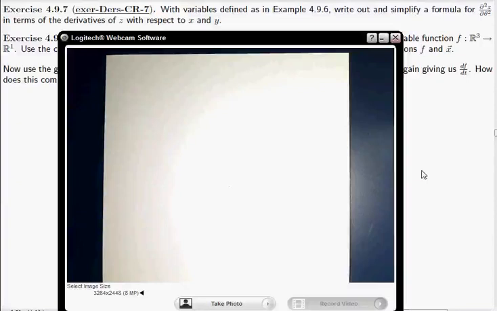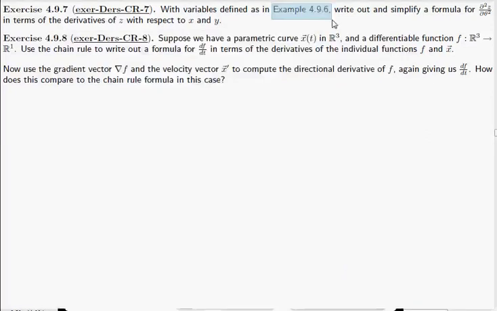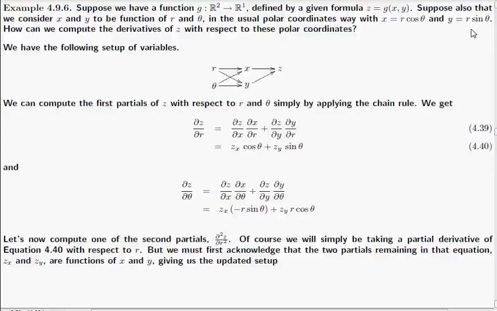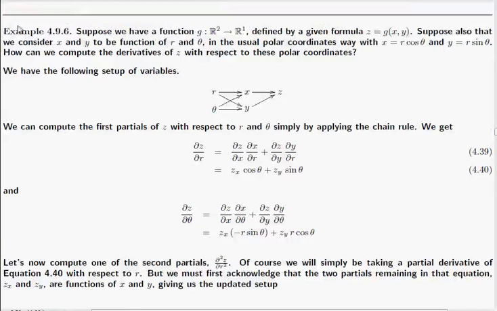Okay, so this is one of these second partials with the chain rule. Now, note it refers to example 496, and in example 496, some of this is already worked out. In particular, here it is, example 496. We've got this setup of variables, and this example has already computed the first partial with respect to theta. I'm just going to take this as a given, because that's where it came from, and this is what it turns into. And we're just going to compute the theta partial of this.